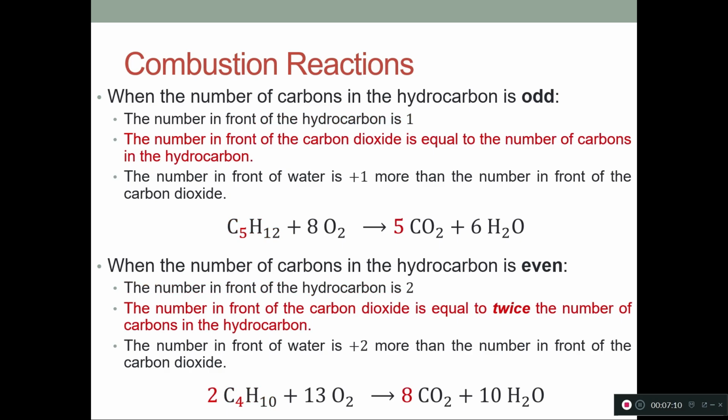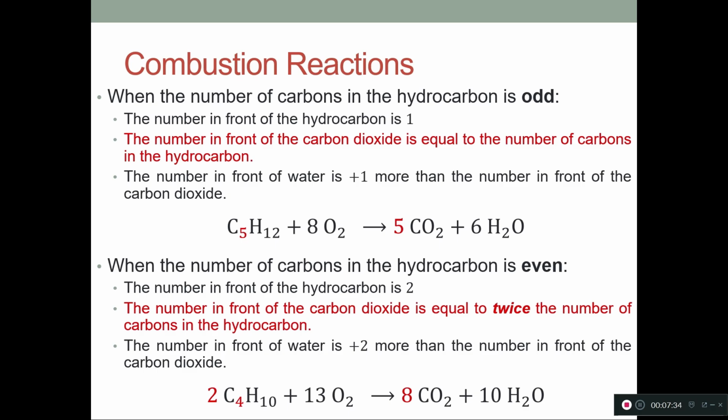And when the hydrocarbon is odd, the number in front of the carbon dioxide is equal to the number of carbons in the hydrocarbon. When the hydrocarbon has an even number of carbons, the number in front of the carbon dioxide is equal to twice the number of carbons in the hydrocarbon. And we can see that that would just fall out of the fact that we are multiplying by 2 for the hydrocarbon.